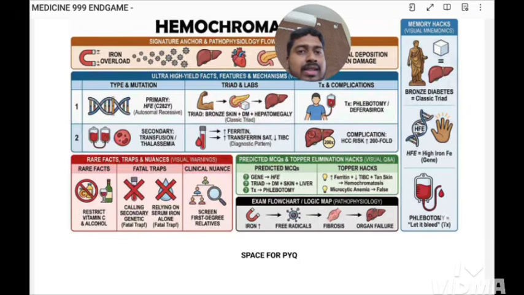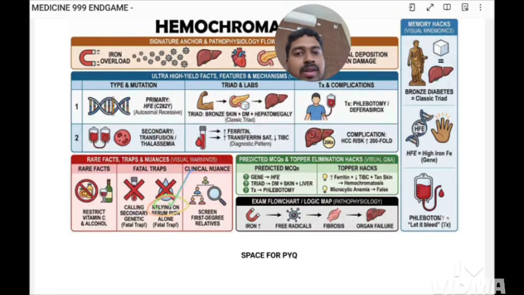Okay. Now, what are the other important things you should know? One is restrict vitamin C and alcohol because both of these increase absorption of iron. Second, there is something called as secondary hemochromatosis, which is not because of genetic. Genetic is primary. Second is because of other causes that can happen. Hemochromatosis can occur in other, iron overload can occur in other conditions also. That is called as secondary. Secondary hemochromatosis is not genetic.